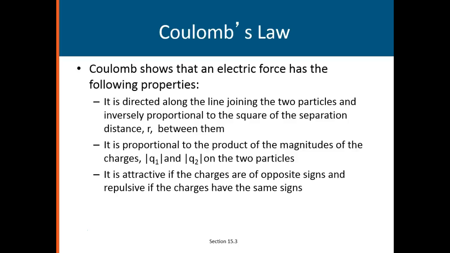So it's a product of Q1 times Q2, the magnitude, absolute values of those, divided by r squared, but there is another constant of proportionality. You see, this is inversely proportional to this, and there is a constant of proportionality. By the way, it is attractive if the charges are opposite signs, repulsive if the charges are of the same sign. Okay?